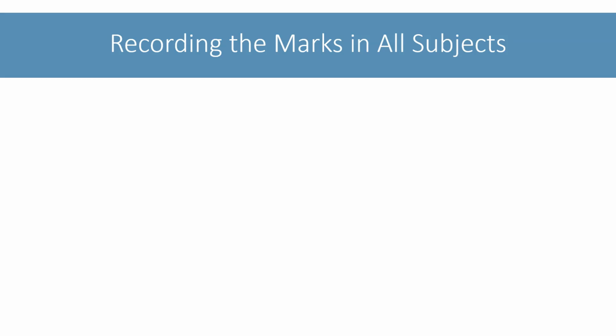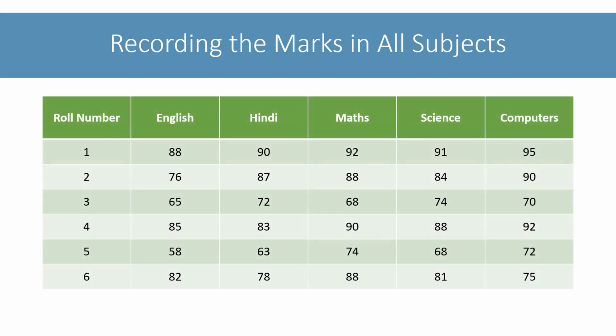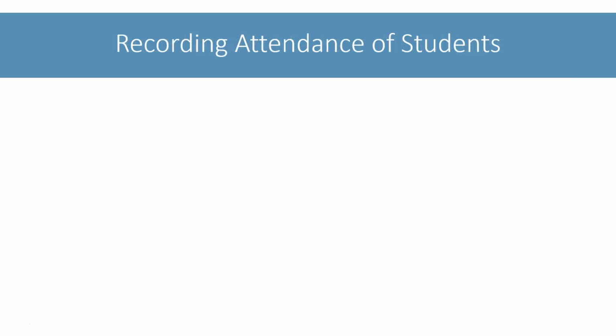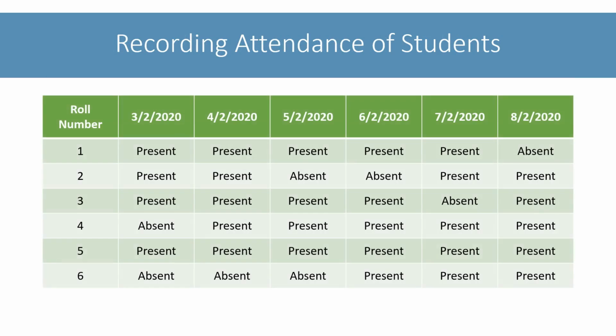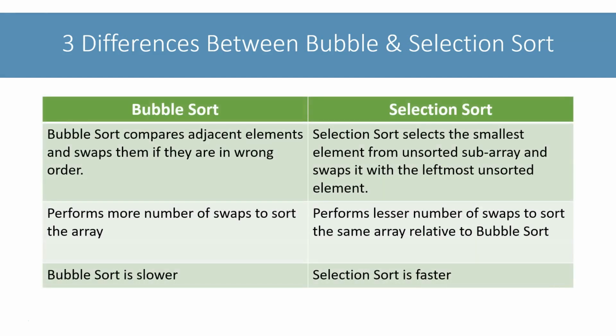How does your class teacher record the marks of the entire class in all subjects? He or she will create a table for it like this. How is the attendance of the class recorded in the attendance register? Again, using a table like this. If I ask you to write 3 differences between bubble sort and selection sort, most probably you will list them in a tabular form like this. I hope these examples give you a good idea about how we organize data in tables to manage it easily.